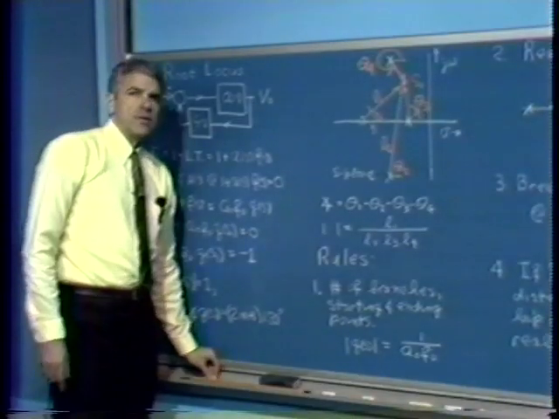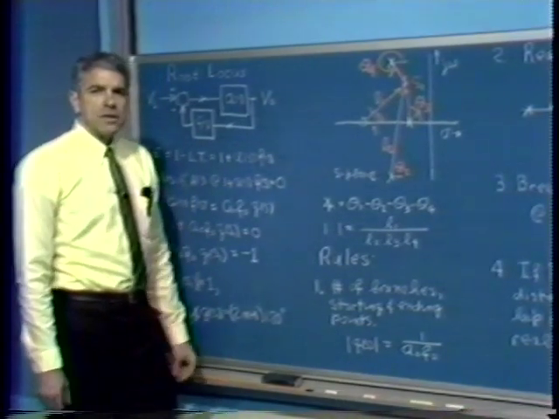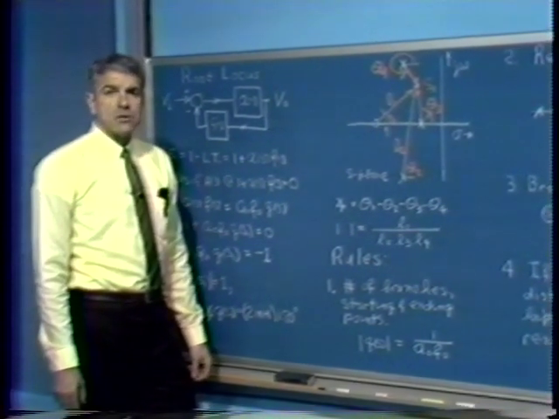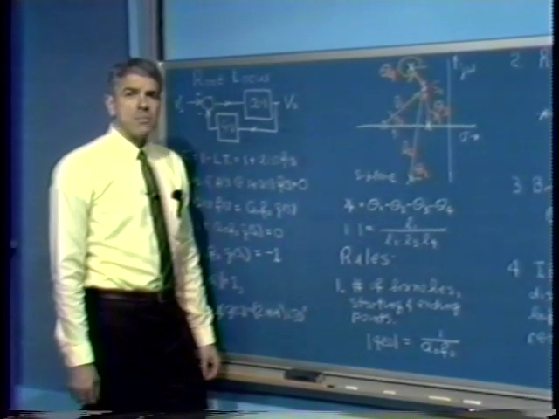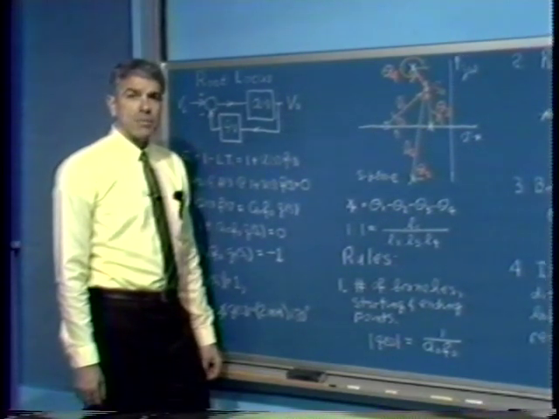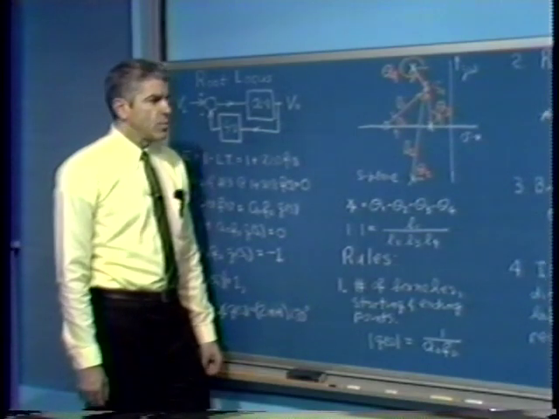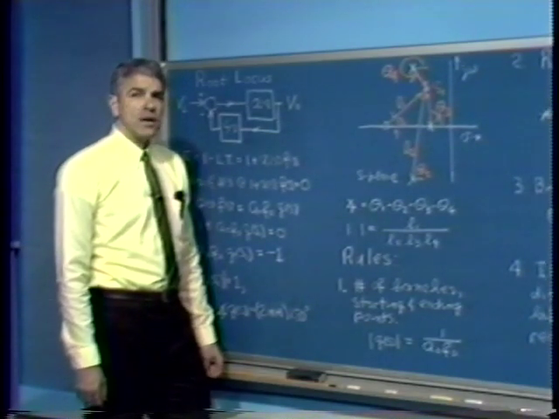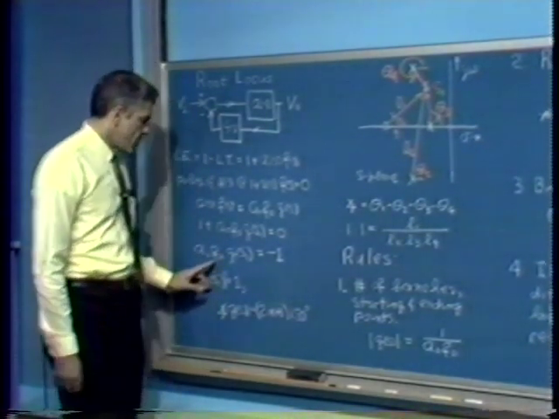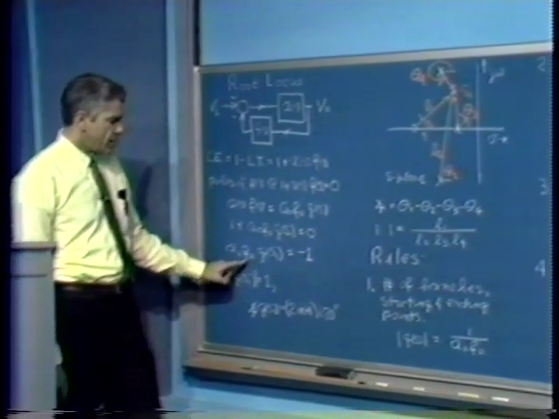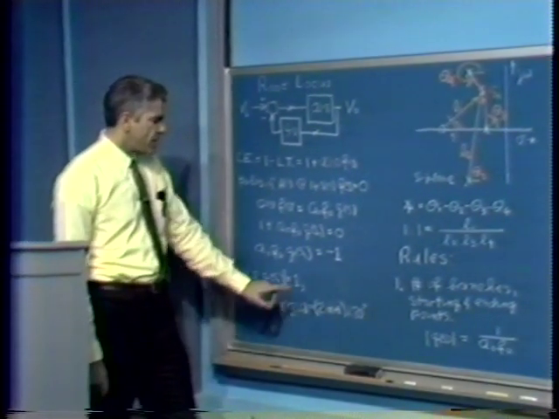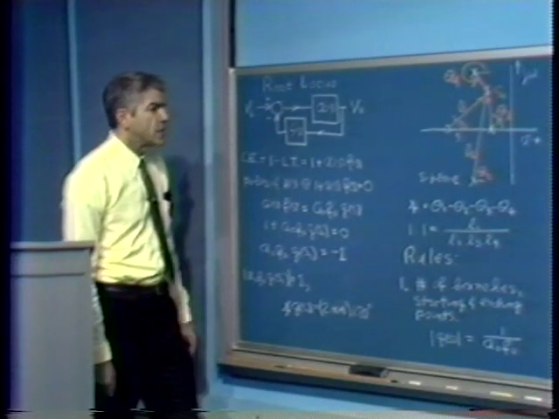Well, all we have to do then, if we are interested in finding out whether a particular point S1 in fact corresponds to a closed loop pole of capital A of s, is to evaluate the function g of S1, or in particular A naught F naught times g of S1, and see if that product is equal to minus 1.